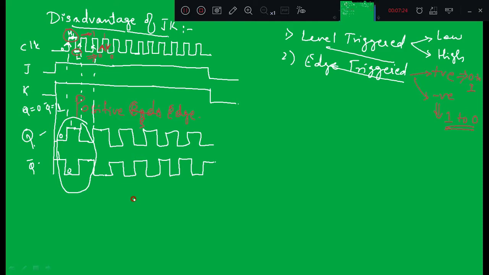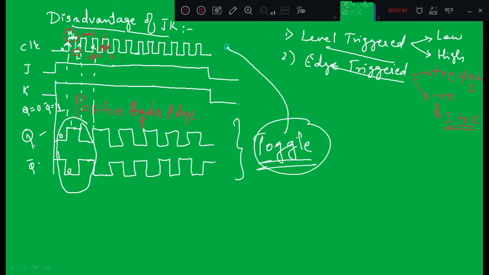I think you understood. When the control input has a very high frequency, then we cannot say in which state the JK flip flop is, right? So it is going to continuously change its state, right? This changing of the state with respect to the control input is called toggling. So this toggling itself is a disadvantage of the JK flip flop, right? So to avoid this toggling, we will go with a JK master slave, right?